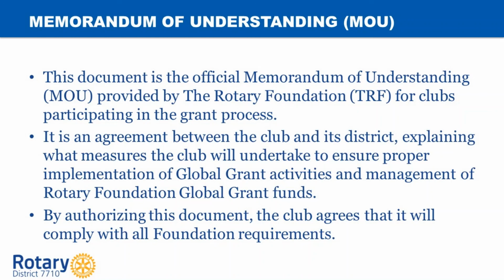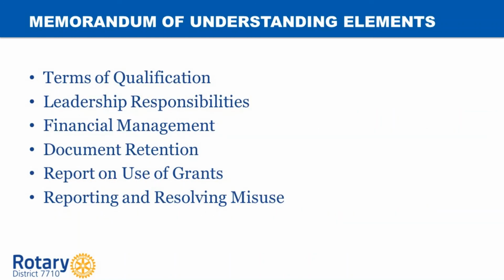The MOU was sent to you via email and is available on the district website. To complete the club qualification process, you must print this document, and you and one other member of your club who has completed this training must sign it. Email the signed copy of the MOU to District Rotary Foundation Chair Donna Peffley or Grants Committee Chair Mary Cam. The MOU is a 2-page document that covers the terms of qualification and leadership responsibilities for qualification.